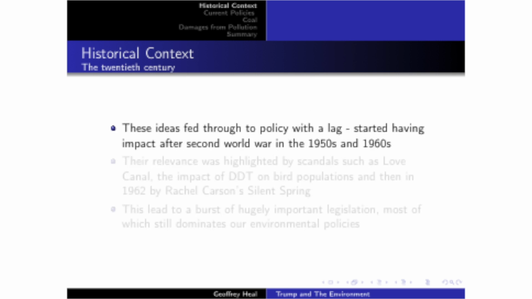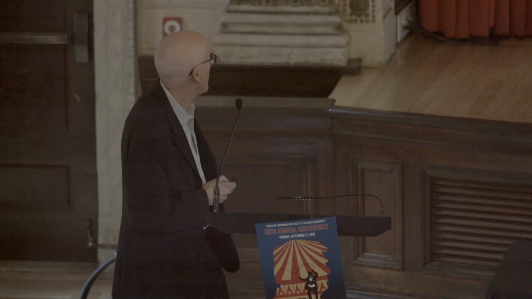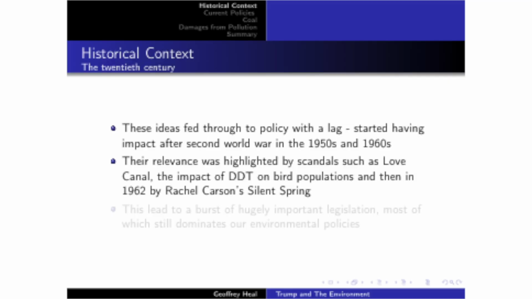Now, these ideas eventually fed through into economic policy, but not for quite a long time. I mean, the ideas were developed in the 20s and 30s. They began to have an impact on policy in the 50s and 60s. That's perhaps understandable. Ideas take a long time to feed through. In the interim, we had the Great Depression and the Second World War, so there obviously were higher priorities than dealing with these ideas. But in the 1950s and 60s, a number of things occurred that really put these ideas back onto the agenda very firmly.